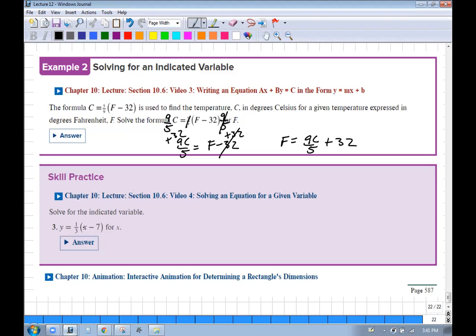Here, if we want to solve for x, let's multiply both sides by 3. Oh, look, I already did. Multiplying both sides by 3. So I have 3y equals x minus 7. We'll add 7 to both sides. And we are done.